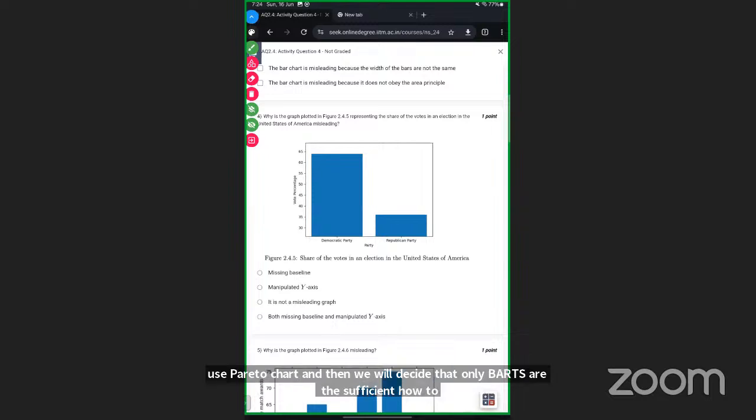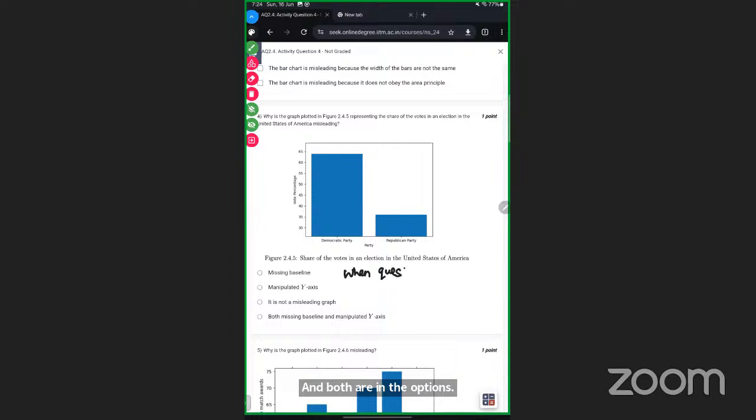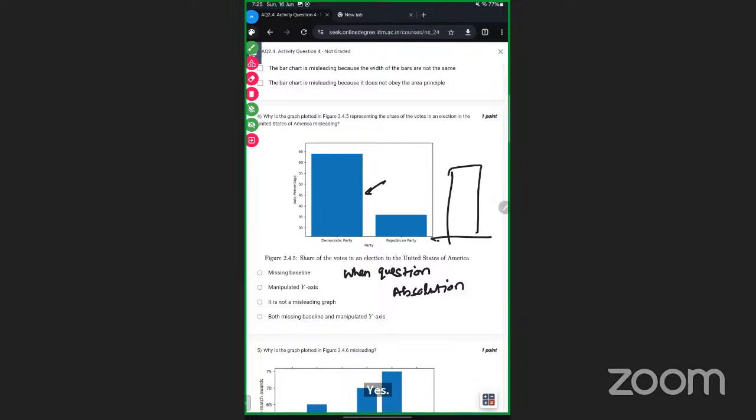We have to identify the nominal and the ordinal data. Then only we can say that it is a Pareto chart. See, when the question is asking about an absolute thing, an absolute question, like let's say they ask how many votes the Democratic Party got. Then is there any ordering required? Order doesn't matter, right? Wherever it is, Democrat, let's say it was here, doesn't matter. We just wanted the absolute thing.